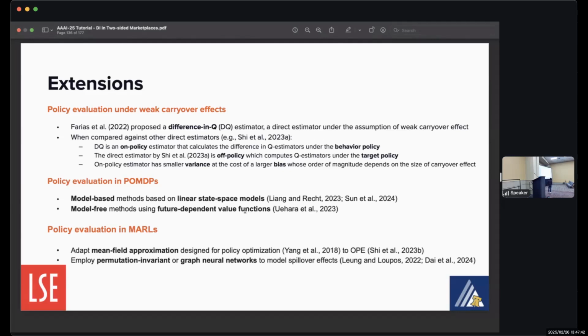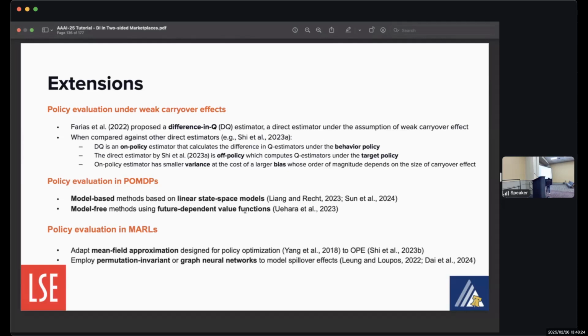Those on-policy estimators will achieve a much smaller variance. But of course, there's no free lunch, so they suffer from a larger bias compared to those off-policy estimators. But the order of the bias depends on the size of the carryover effects. So in settings where the carryover effects are small, then you know that this bias is small. To the contrary, this on-policy estimator can achieve a substantial reduction in the variance. And in settings where the carryover effects are weak, those on-policy estimators will be preferred over the off-policy estimators for the purpose of variance reduction.